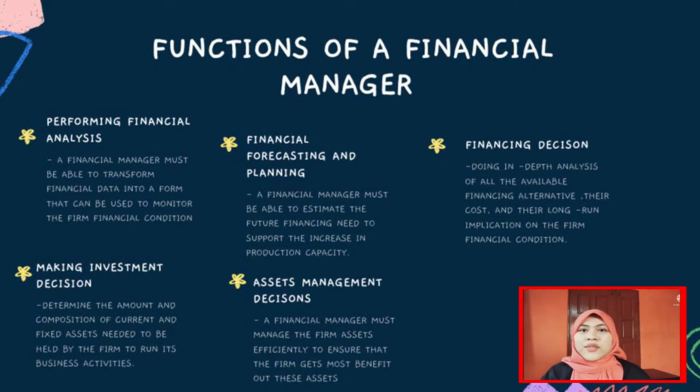Third, making investment decisions. Determine the amount and composition of current and fixed assets needed to be held by the firm to run its business activities. Next, assets management decision. A financial manager must manage the firm's assets efficiently to ensure that the firm gets the most benefit out of these assets. Lastly, financial decision. Doing in-depth analysis of all the available financing alternatives, their cost and their long-run implication on the firm's financial condition.